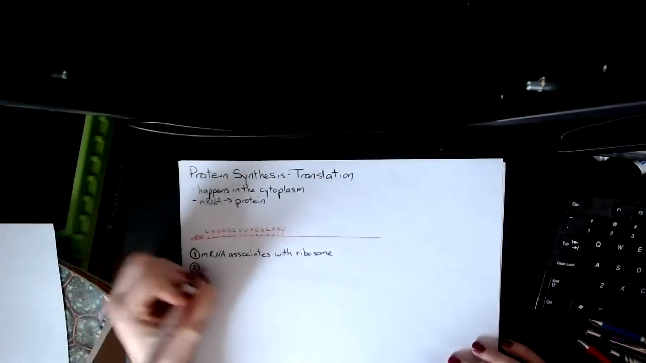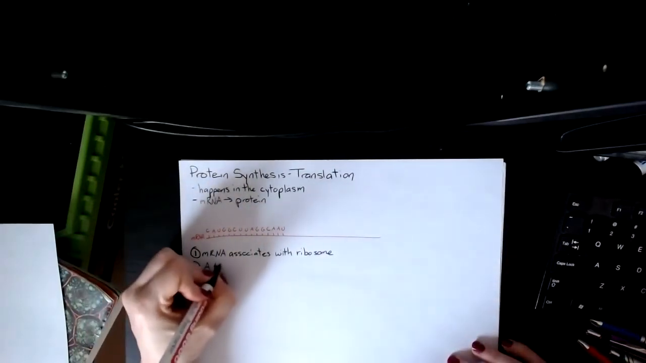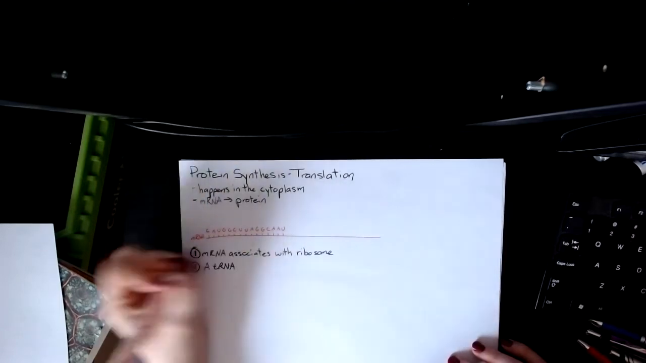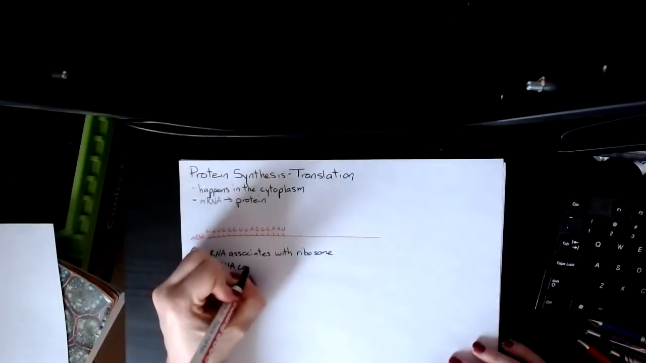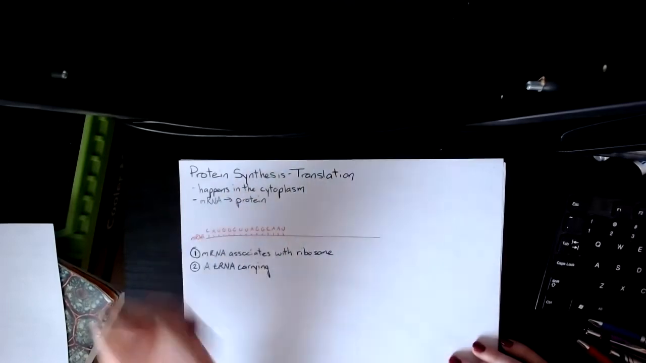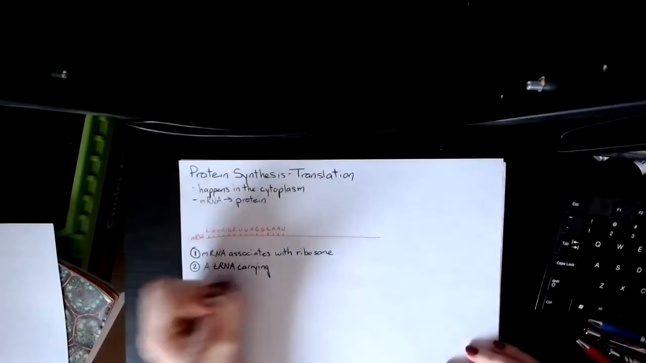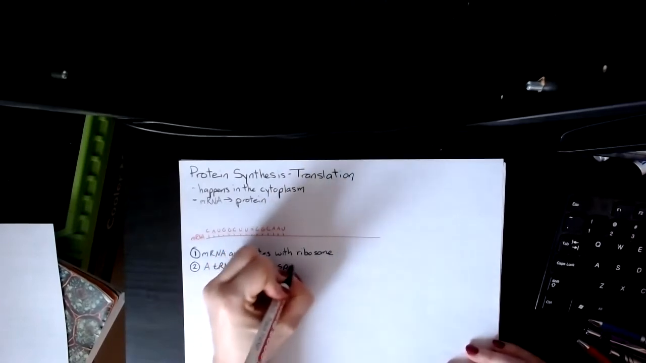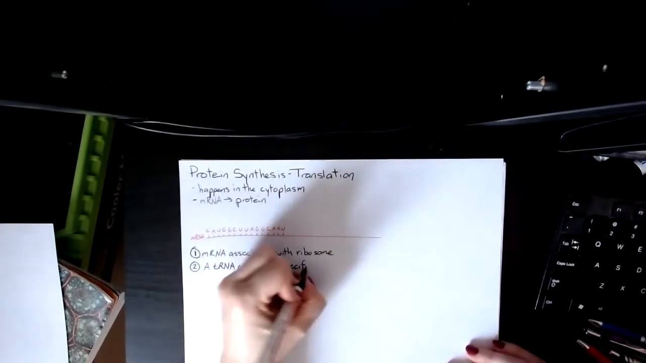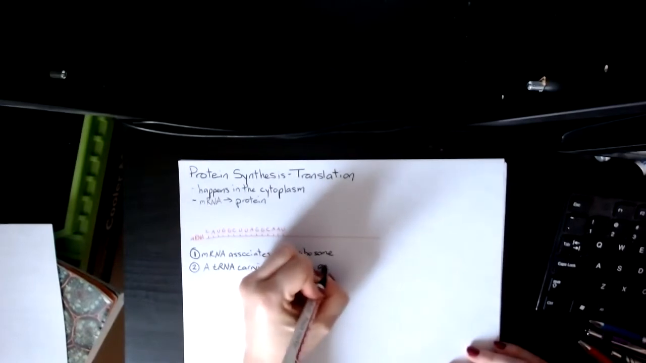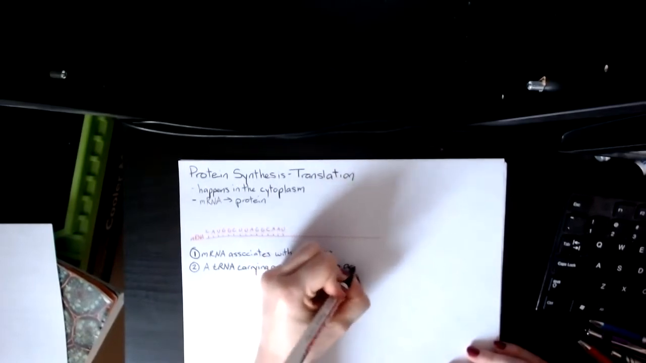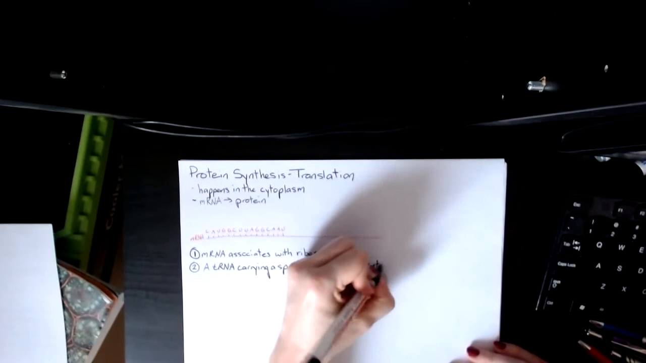Okay, and so you have a tRNA, and it's always carrying a specific amino acid. This is an important thing that you have to mention. The idea that it's not just any old amino acid. It's not just an amino acid. It's a specific amino acid. So that enters the ribosome.